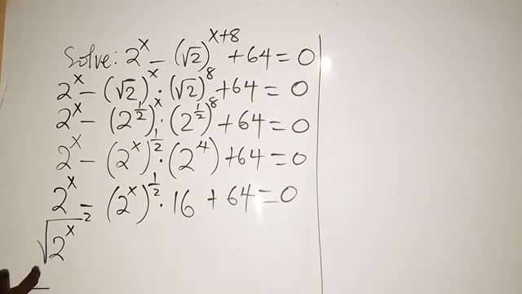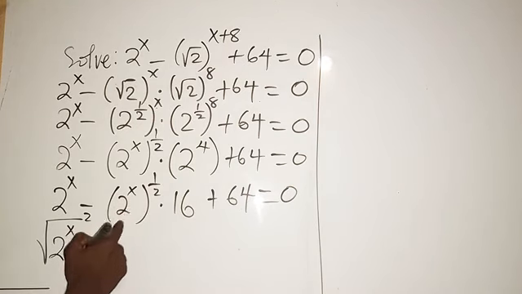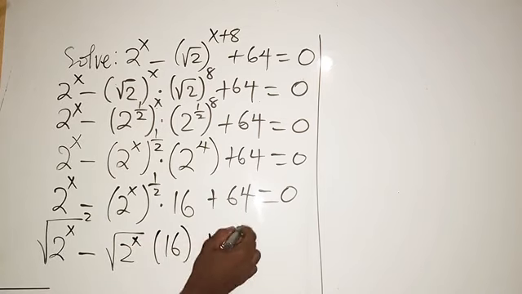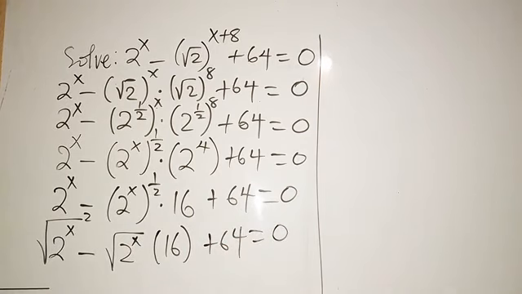So this is telling us we didn't even do anything, because this square will cancel this square root. We are going to be left with 2 to power x. Then I have this place to be 2 to power x. Let me write this as: I have 2 to power x, then multiplied by 16, plus 64 equals 0. I believe you are getting what I'm doing.